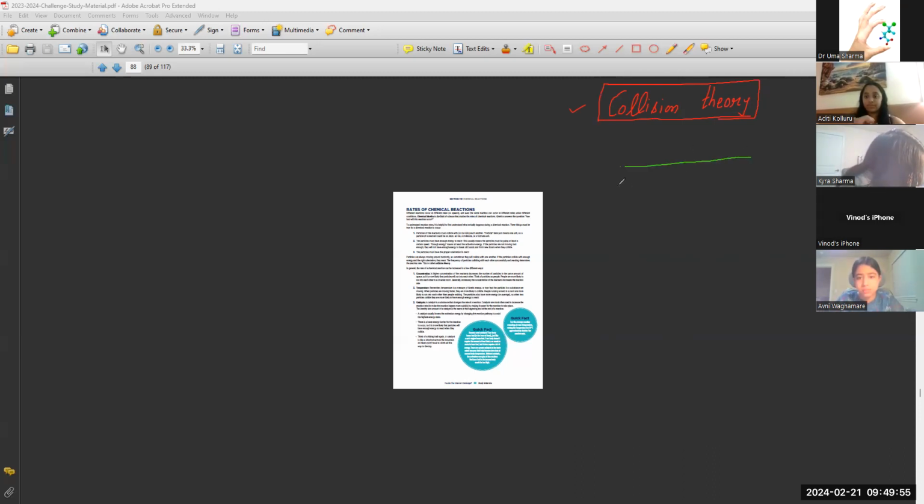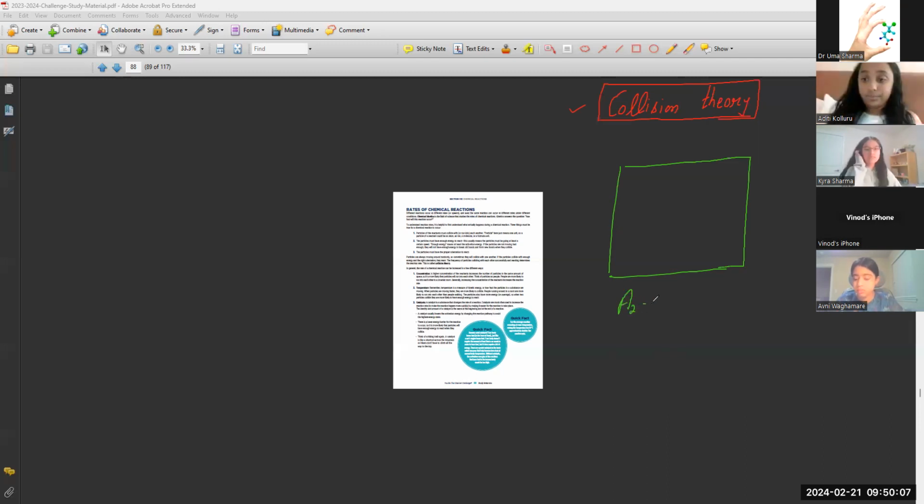There is a container. In this container, I'm trying to carry out a reaction. I'm doing the reaction of A2 reacting with B2 giving me 2AB. This is the reaction I'm carrying out. So initially in the container, I added A2. Let's say this is A2. I'm going to make A2 with the green color. So I'm making plenty of A2s, and I'm making B2 with the pink color. This is B2.